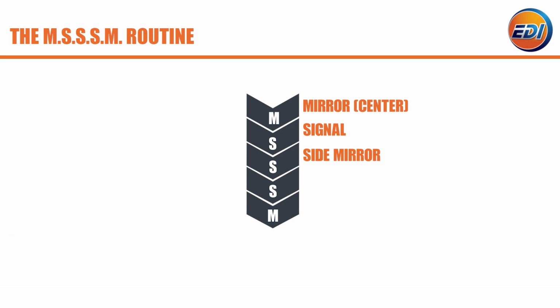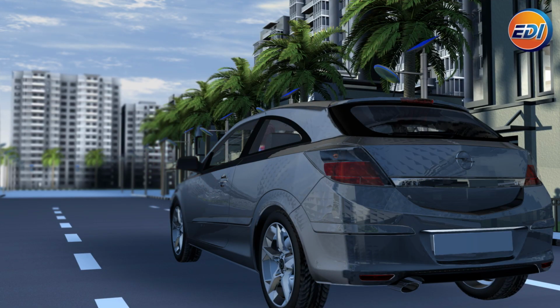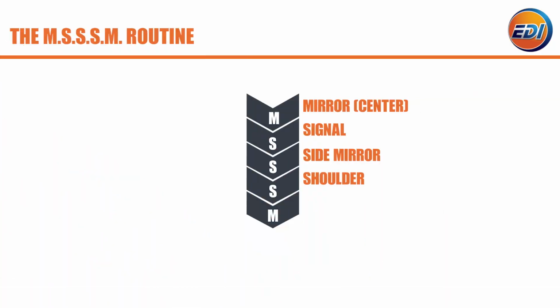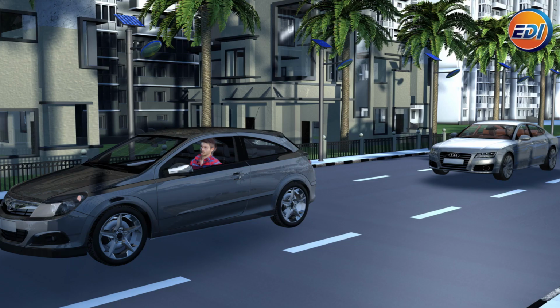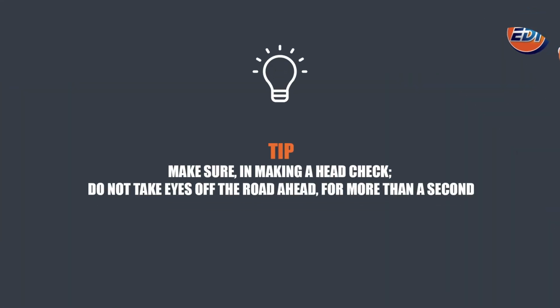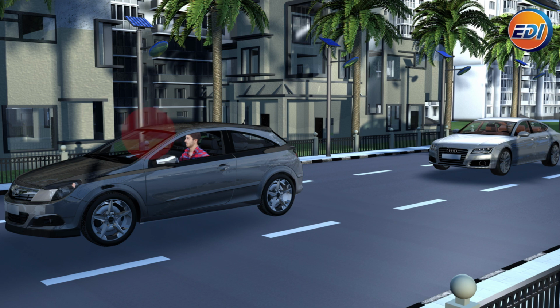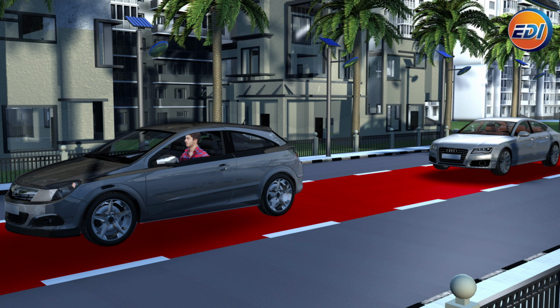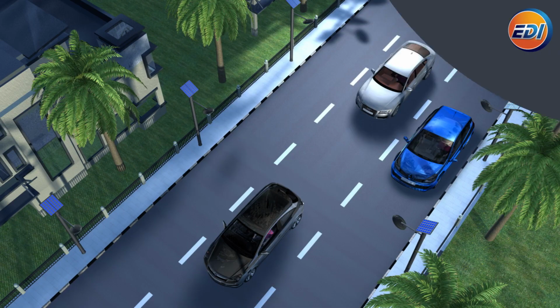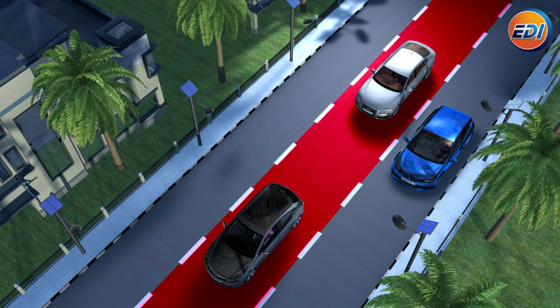Side mirror. Check side mirror in the direction of lane change to see the traffic on the side. Shoulder. If it is safe to continue, check blind spot by looking over the shoulder through rear window in the direction of lane change without moving the body. Tip: make sure in making a head check, do not take eyes off the road ahead for more than a second. Mirror. Before maneuvering, check again the mirror to ensure the way is still clear and that no one is coming too fast from behind or the sides over on a multi-lane road. If not safe, then motorists should stay in their lane and repeat the complete routine before changing safely.